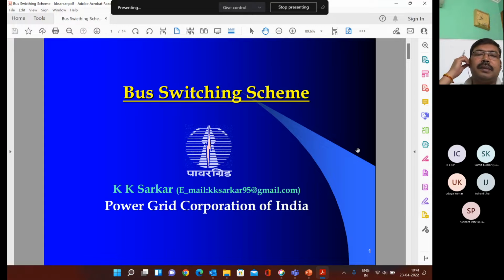The first thing is, there will be some lines connected, some transformers connected, some shunt reactors, some capacitor banks, all of this will be connected in a substation. Correct or not? Yes, sir.